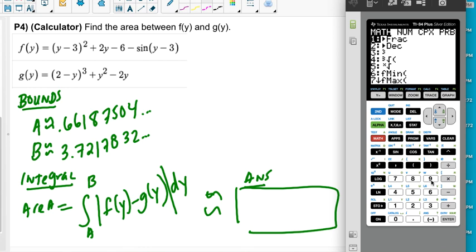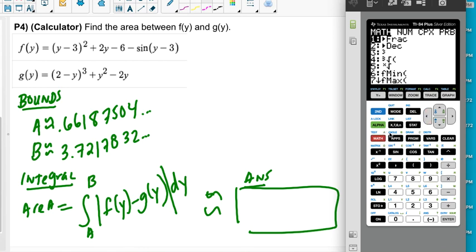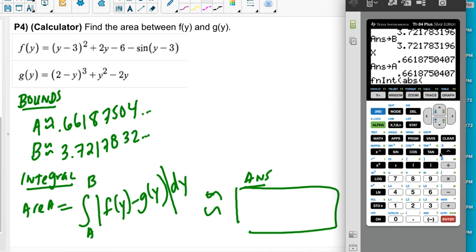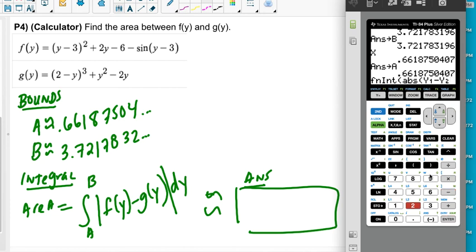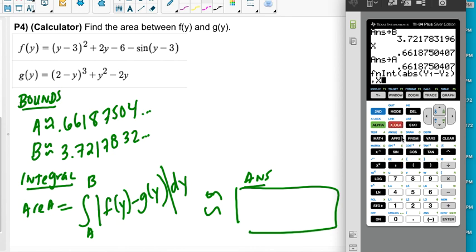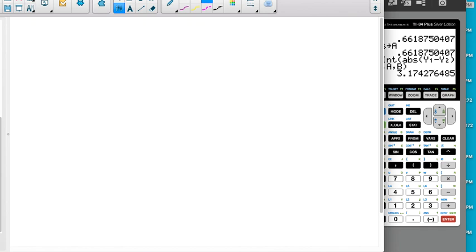So we're going to do math 9, and then I need math, oh, my bad, math and abs, which is under number, right? I want to go to vars over to y vars and pick y1 minus vars over to y vars, pick y2, right? Close the absolute value, comma, with respect to x, which here is actually y, from alpha A to alpha B. And there's my answer. So I get 3.174, and that's it. There's no rounding or truncating to a different answer. So that, I believe, is the end of this video.